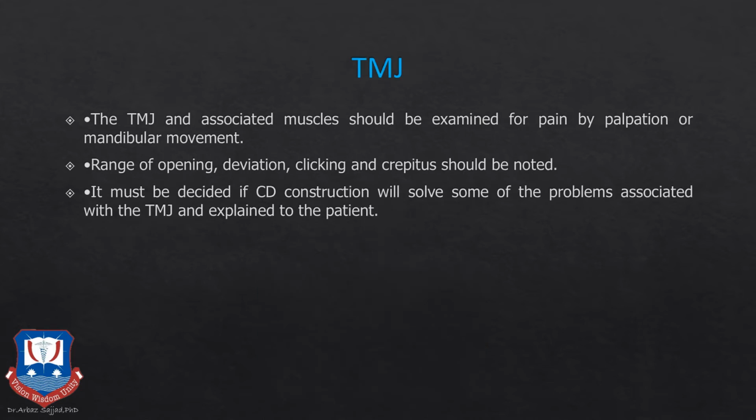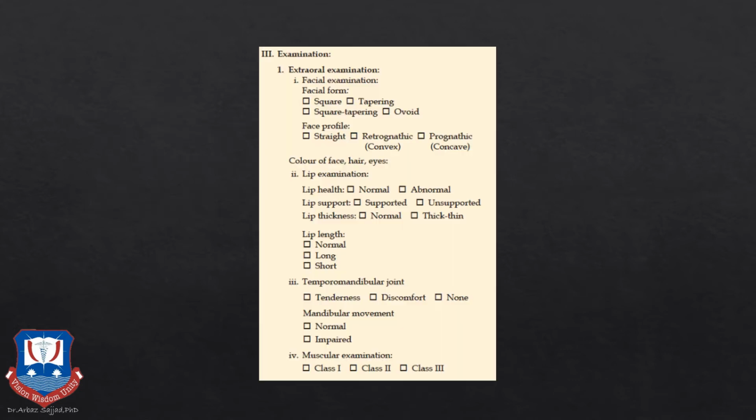Coming to the third external examination, that is examination of the temporomandibular joint complex and its associated muscles. They should be examined for pain by palpation or by asking the patient to do mandibular movements. The range of opening of the mandibular movement, any deviation, clicking, crepitus should be noted. It should be decided if the CD construction will solve some of these problems associated with TMJ, and the same should be conveyed to the patient.